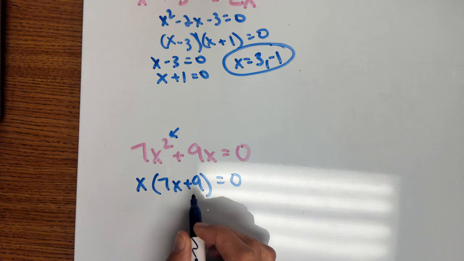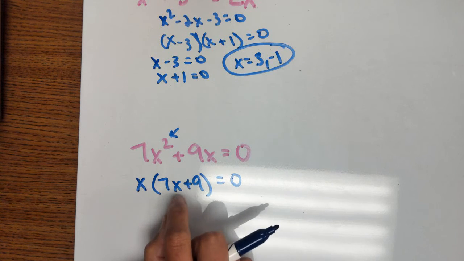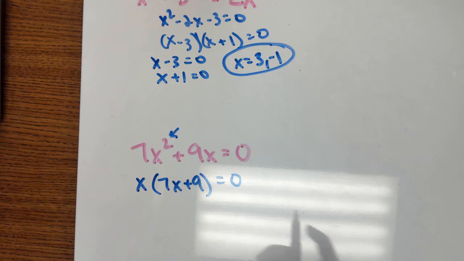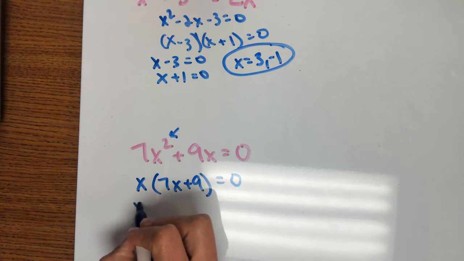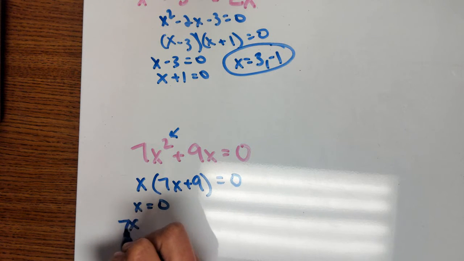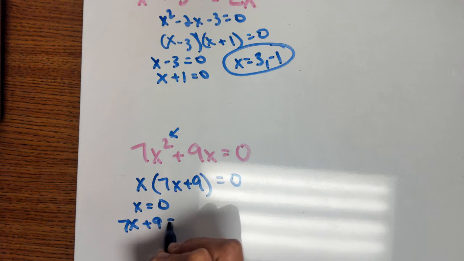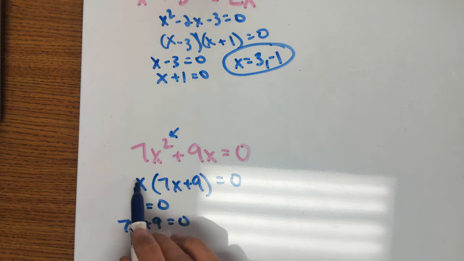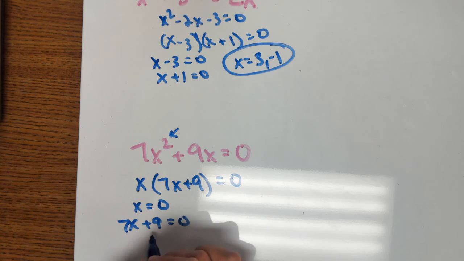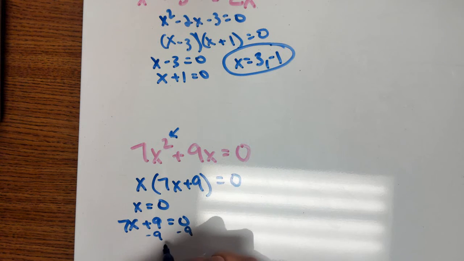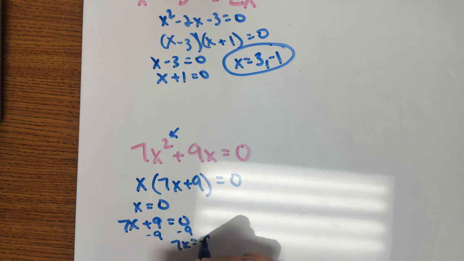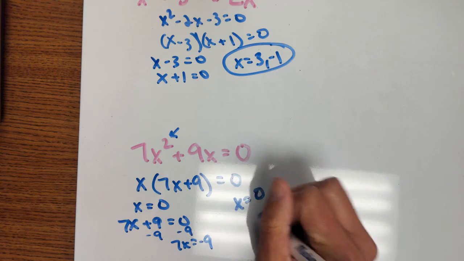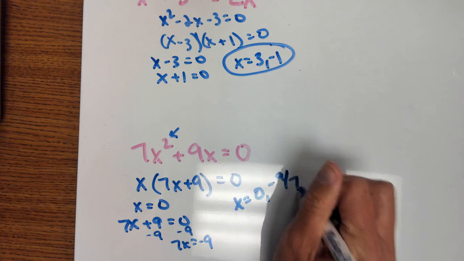Now it's fully factored, and a good hint is that you don't have any more exponents on your x's, so that tells you it's fully factored. Now it's important to set each factor equal to 0, because you can see one of the factors is x. This one's often forgotten. People just forget that that could actually be 0. Here we would subtract 9 and divide by 7. So then x would equal 0, or negative 9/7.